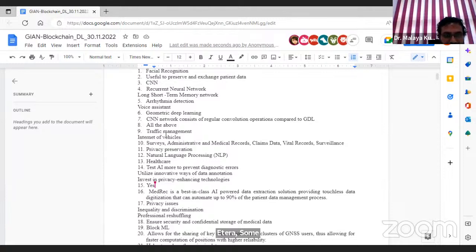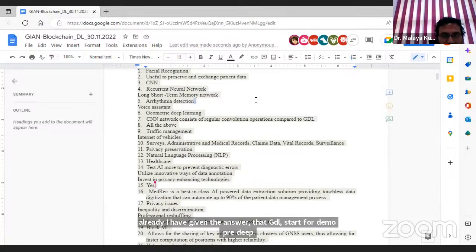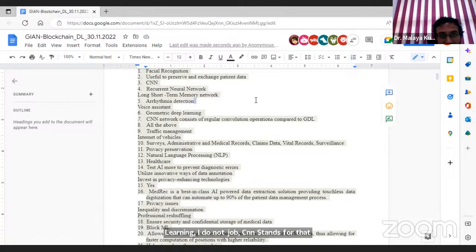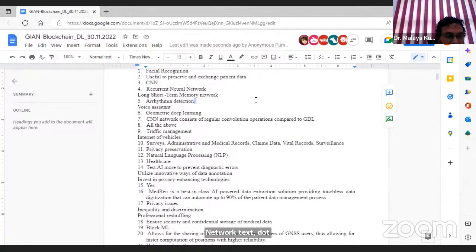Next question, that is question number 7. How is GDL different from CNN? Already I have given the answer that GDL stands for geometric deep learning, as well as CNN stands for convolutional neural network. This convolutional neural network takes the Euclidean data like images. And geometric deep learning uses non-Euclidean data like graphs, such as molecules, networks, manifolds. So these graphs consist of nodes, that is entities, that are connected with edges with a relationship.